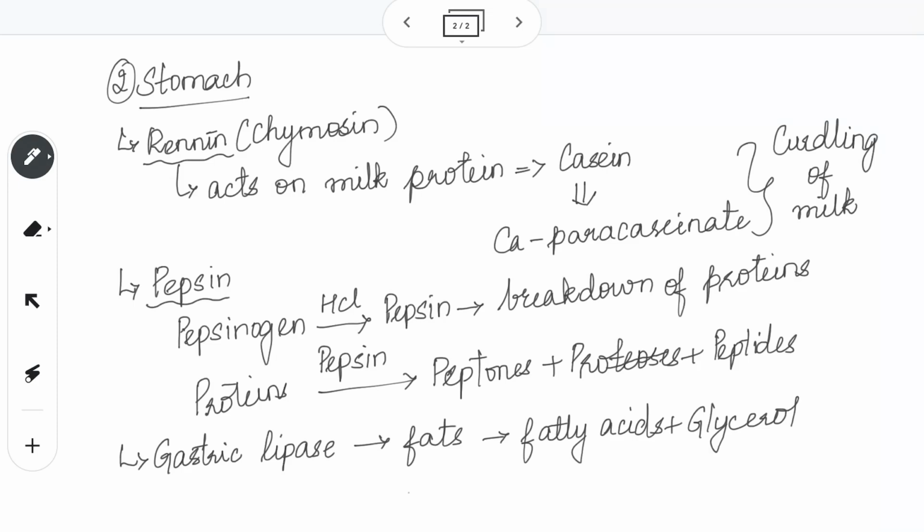Okay, it is basically secreted in less amount, so less digestion of fats takes place over here inside the stomach. Okay, gastric lipase helps in the conversion of fats into fatty acids and glycerol.